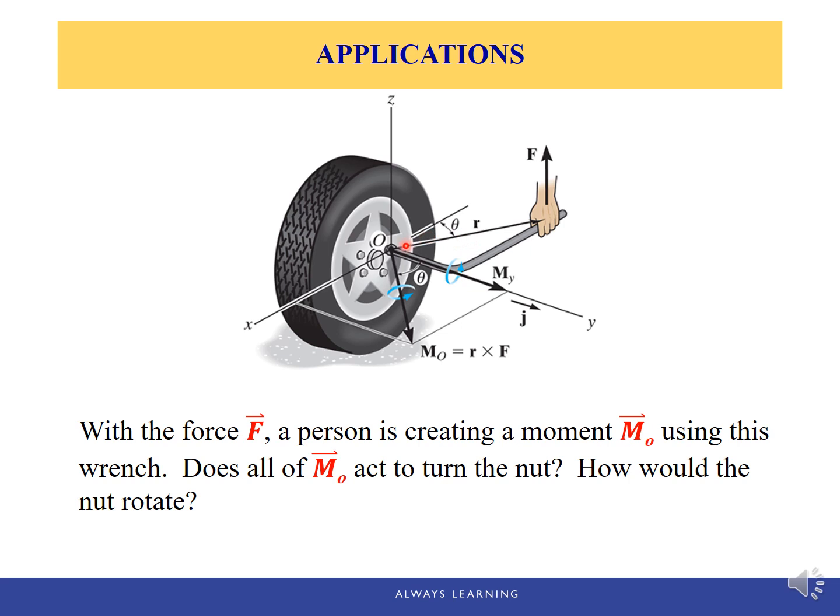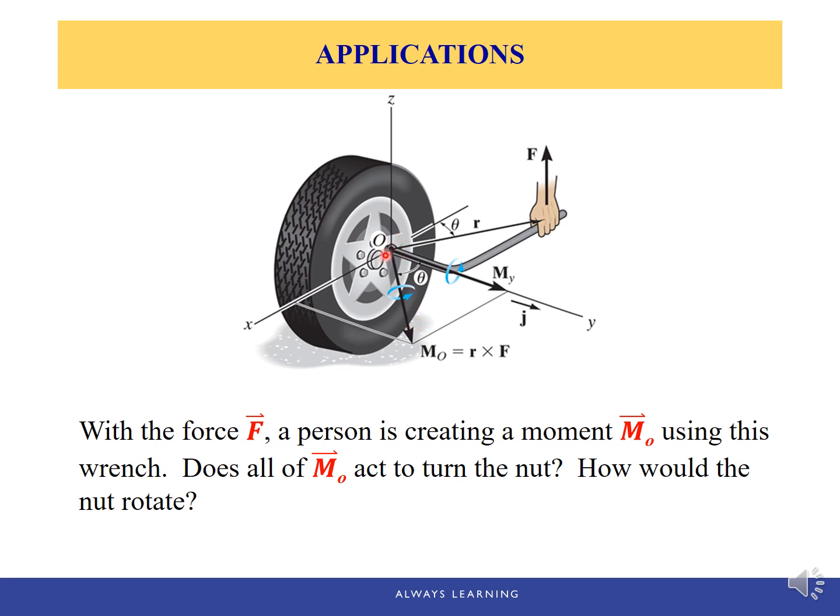Using the right-hand rule, the moment MO, which is the tendency for the wrench and nut to rotate about point O, is located in this direction. It is actually within the x and y plane and points out like this. However, does all of this moment MO act to turn the nut?